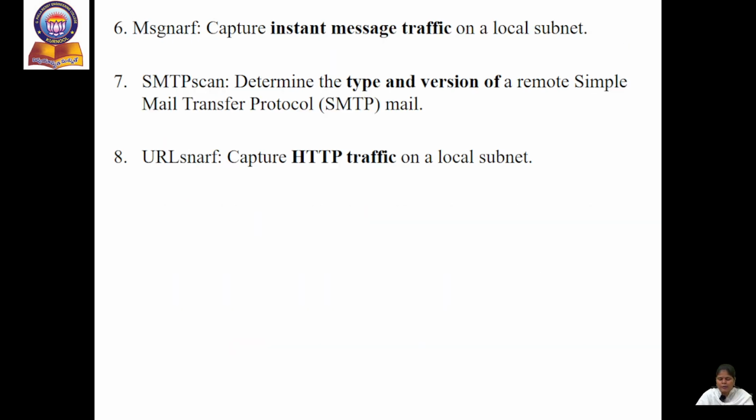Next is msgsnarf, which is used to capture the instant messages traffic on the local subnet. And smtpscan, which is mainly used for determining the type and version of a remote simple mail transfer protocol, which is mainly used for Gmail. For sending and receiving mail, this protocol will be used, right? And next is urlsnarf, which is used to capture the HTTP traffic on a local subnet.